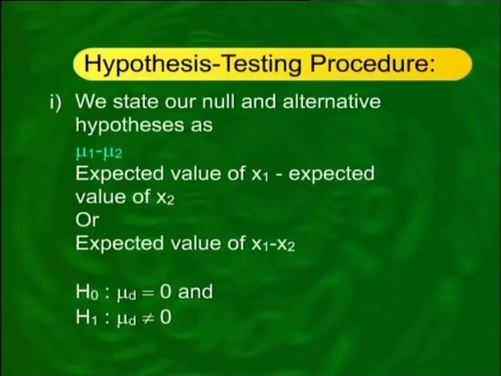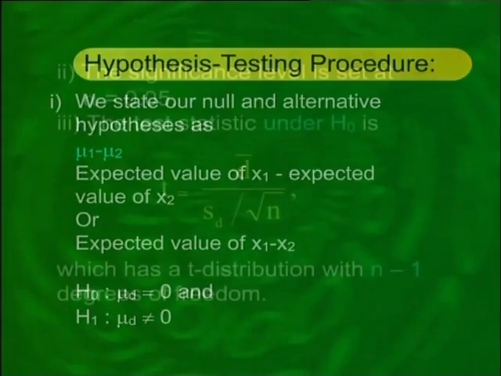So μ1 minus μ2 equal to 0 means expected value of x1 minus x2 equal to 0, or in other words, expected value of d equal to 0, or in other words, mu d equal to 0. And students, this is exactly our null hypothesis in terms of the variable d. H naught mu d is equal to 0, and H1 mu d is not equal to 0.